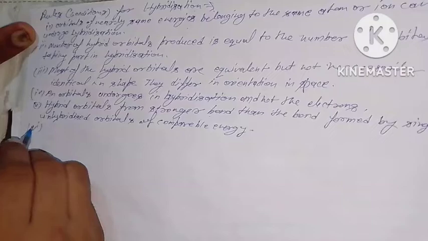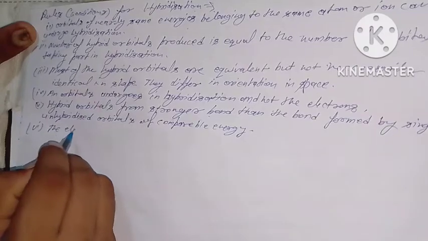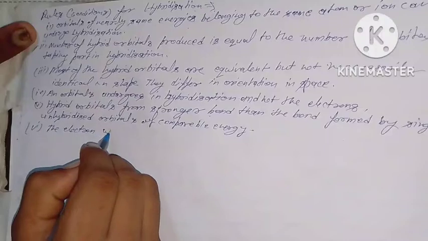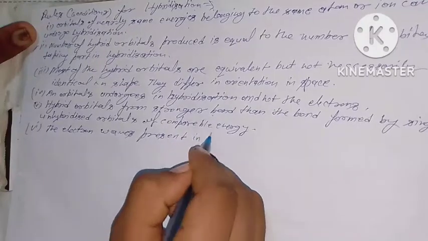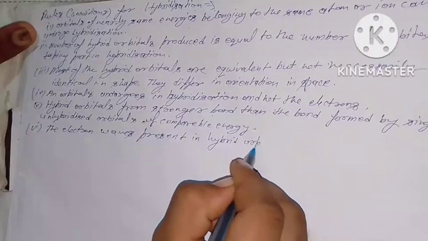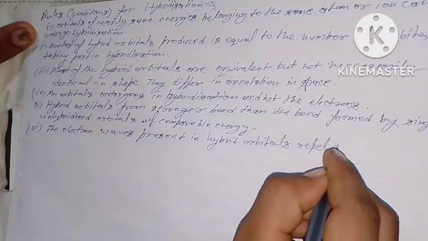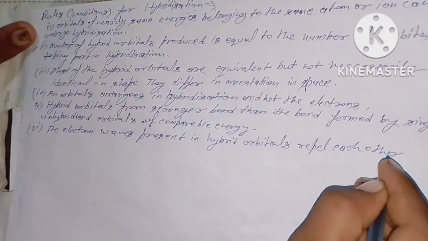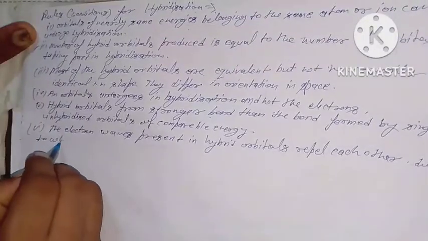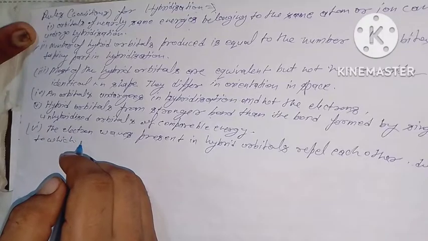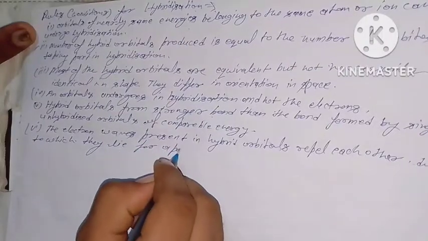Sixth point. The electron waves present in hybrid orbitals repel each other, due to which they lie far apart. Okay.